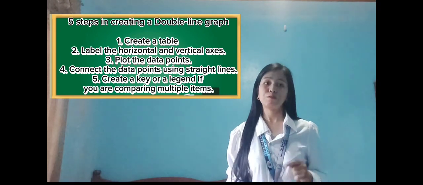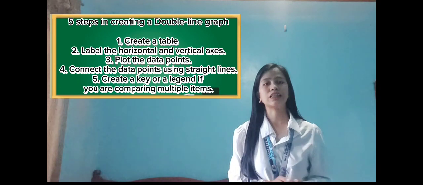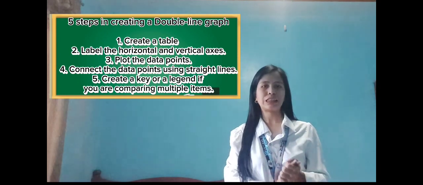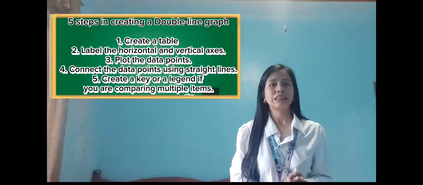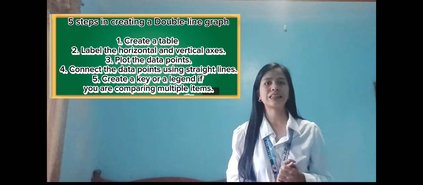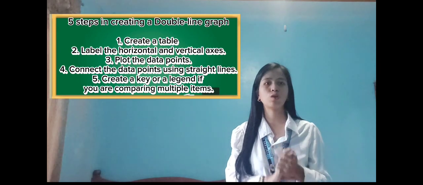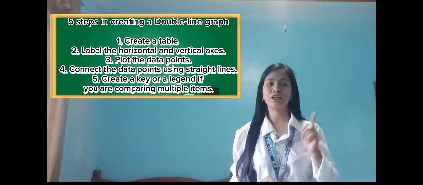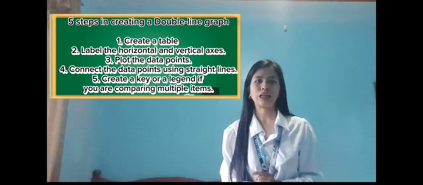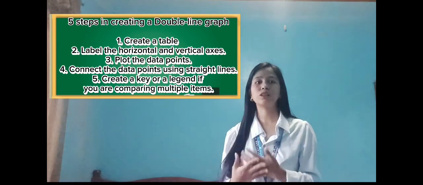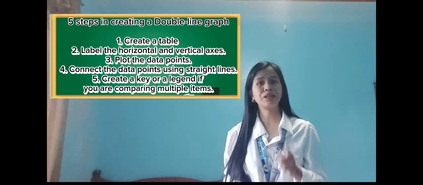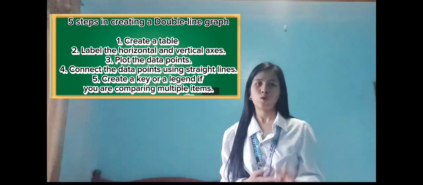Step 2. Label the horizontal and vertical axis. Make sure that the vertical and horizontal lines are equally spaced depending on the amount of something being measured. It does not necessarily mean that you should always start from the scale of 0. Step 3. Plot the data points. So this time, you may have multiple sets of points depending on how many items are being compared.